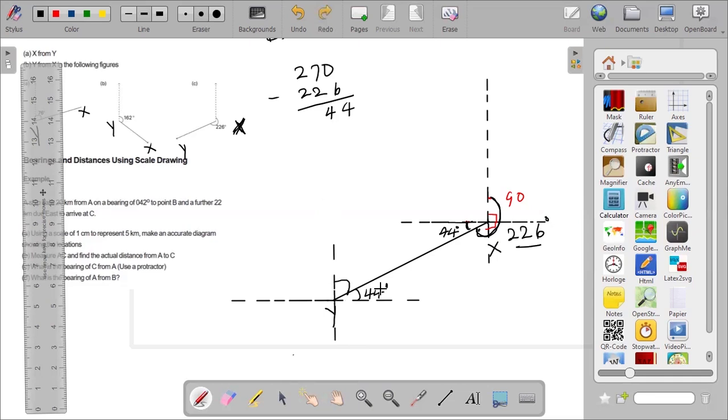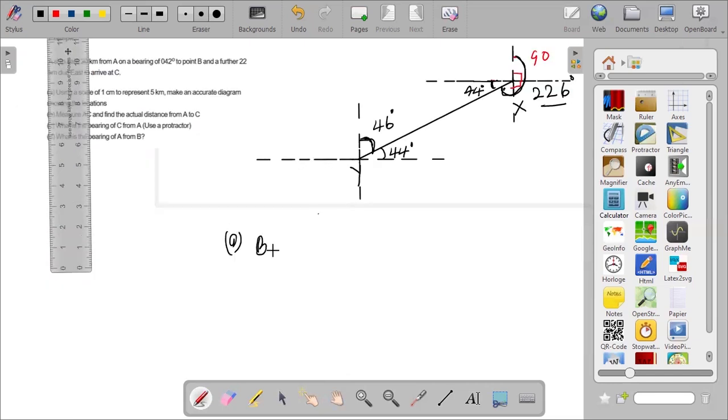But the bearing of x from y is this line here. We will just measure the angle from north to this line. To get that angle, we need to subtract this 44 from 90 because the whole of the quadrant is 90 degrees. So this angle is 90 minus 44. 90 minus 44, 10 minus 4 is 6. This remains 8. 8 minus 4 is 4. So the bearing is 46. In question A, bearing of x from y is equal to 46 degrees.